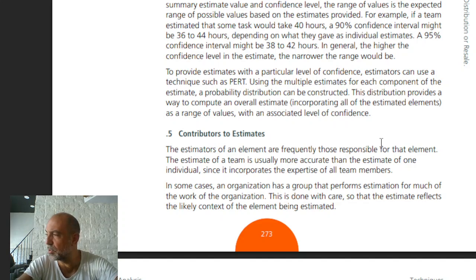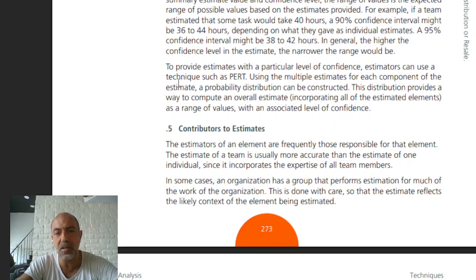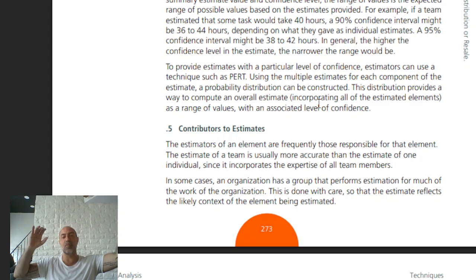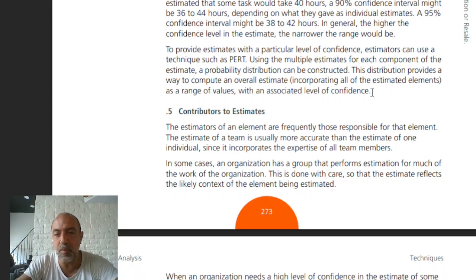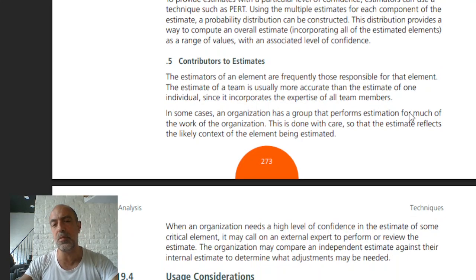the task basically consumes the time given to it, right? The distribution provides a way to contribute to the overall estimate. To provide estimates with a particular level of confidence, estimators can use a technique such as PERT. With PERT, you go for the optimistic, the pessimistic, and the expected, right? And by doing those, you see where you are in between. Using multiple estimates of each component of the estimate, a probability distribution can be constructed, and the distribution provides a way to compute an overall estimate, incorporating all the estimated elements as a range of values with an associated level of confidence.